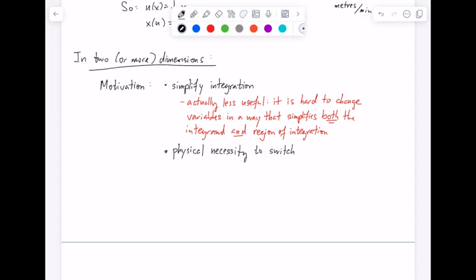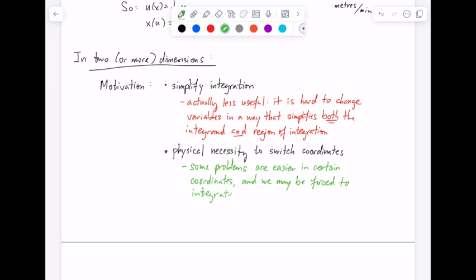However, you would hope for better motivation than just sometimes this thing is useful. So perhaps the real reason is oftentimes it's just physical necessity to be able to switch coordinates easily and be able to import all of the tools of calculus, like integration, when you need it in situations when you do change coordinates. So why are different coordinate systems useful physically?